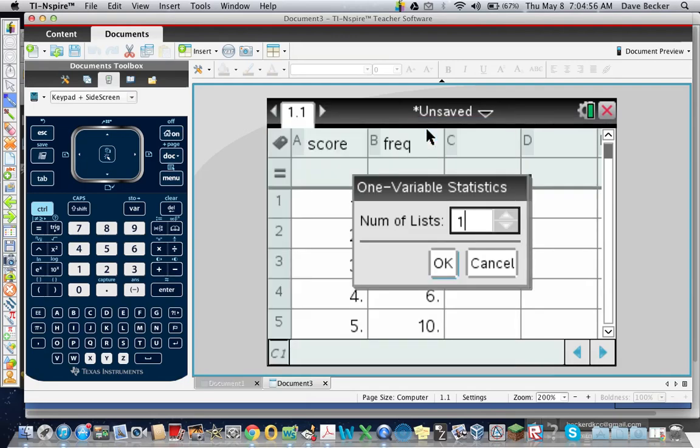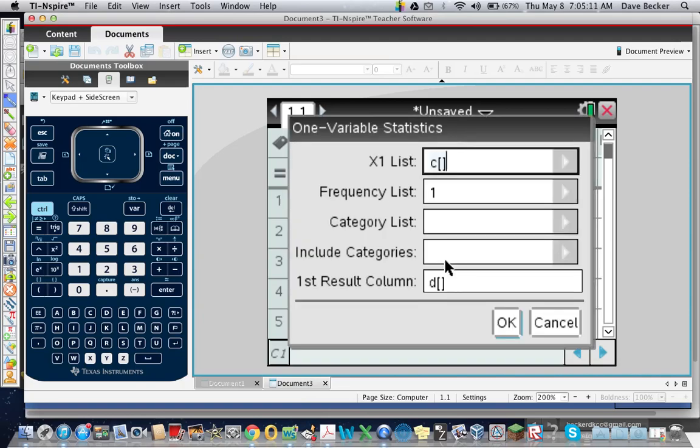Okay, we only have one list. You might think, hey, there's 2 things, but it's about one thing. It's about the scores and their frequency. The one thing is the scores. That's all. So number of lists is 1. It's always going to be 1. Okay. X1 list is the score.